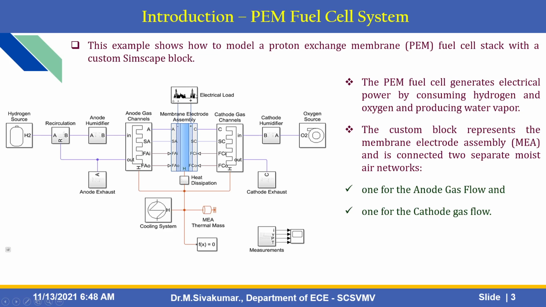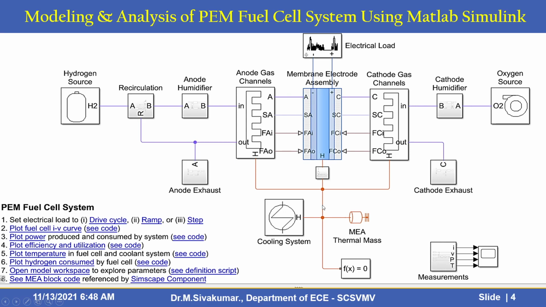The fuel cell generates electrical power by consuming hydrogen and oxygen, producing water vapor. This custom block represents the membrane electrode assembly, simply called the MEA, and is connected to separate moisture networks, one for anode gas flow and another for cathode gas flow. Here is our Simulink model of the PEM fuel cell system.